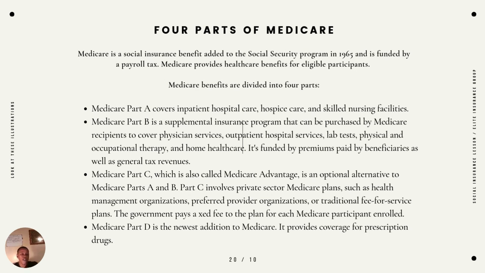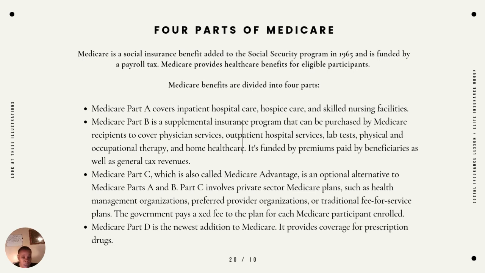So there are four parts of Medicare as well. And Medicare, like we said, is one of those social insurance benefits. It was added to the Social Security program back in 1965, and it is also funded by payroll tax. So with Medicare, the four parts are Part A, B, C, and D. Medicare Part A would cover any inpatient hospital care, things like hospice, skilled nursing facilities, anything that will be inpatient. That's Part A.